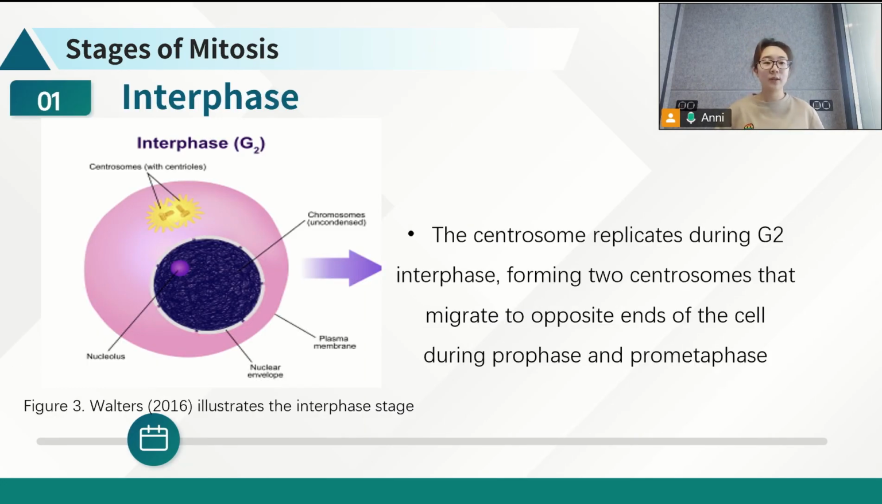Okay, then we're going to talk about the specific stages of mitosis. First, the interphase. In the G2 phase, the centrosome replicates during G2 interphase, forming two centrosomes that migrate to opposite ends of the cell during prophase and prometaphase. As you can see in figure 3, there are already two centrosomes.